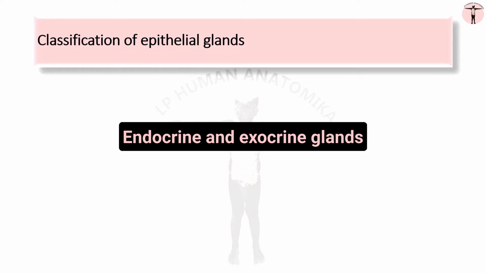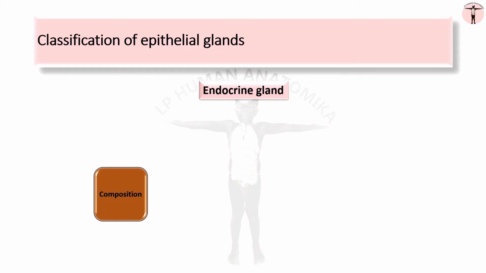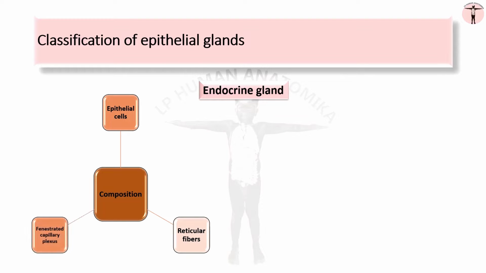Glands can be classified broadly into endocrine and exocrine glands. Let us first discuss the endocrine glands. These are ductless glands and secrete various hormones and other useful chemical substances into the blood capillaries. So the secretions are poured into the capillary plexus surrounding them. The gland consists of epithelial cells supported by reticular fibers and permeated by a rich fenestrated capillary plexus.